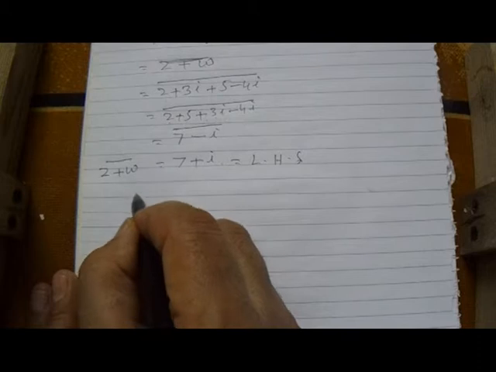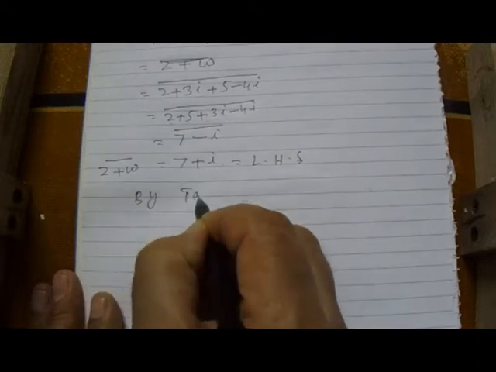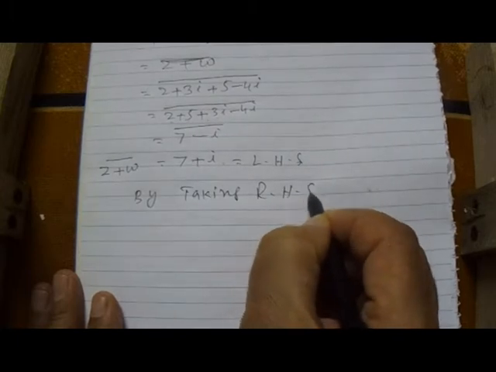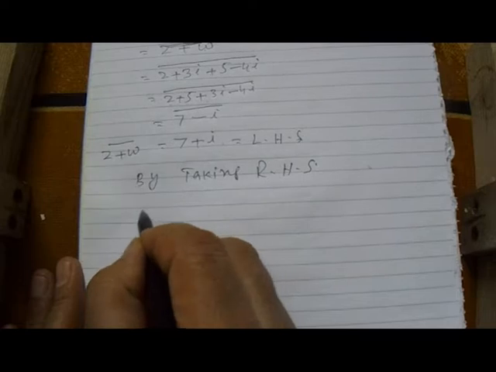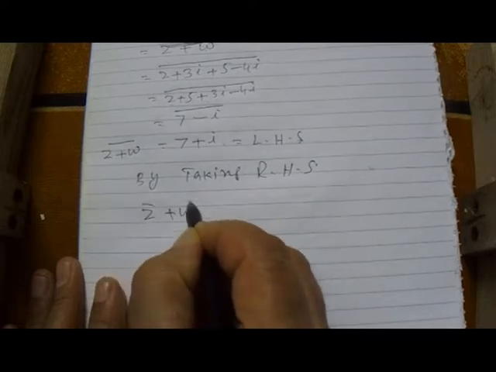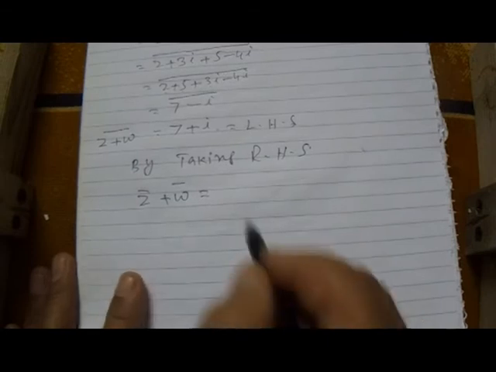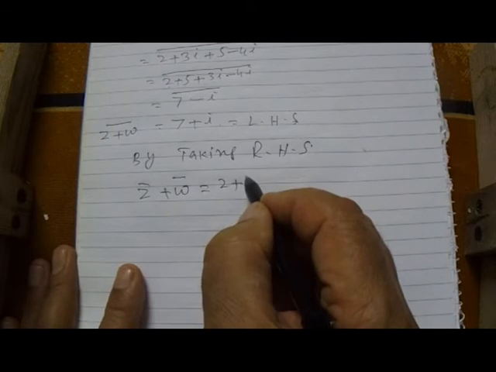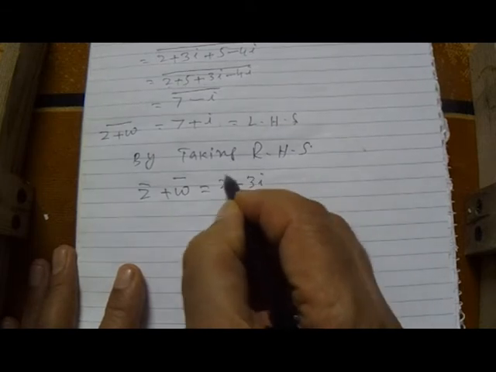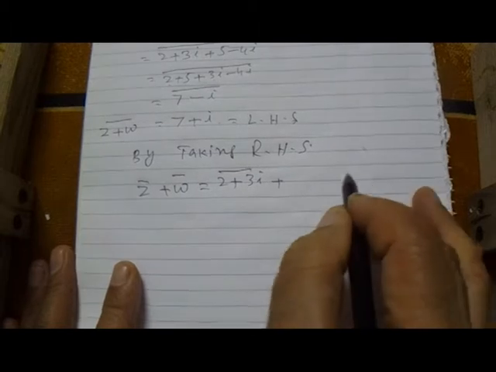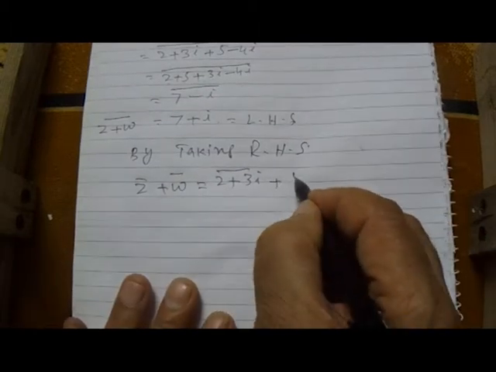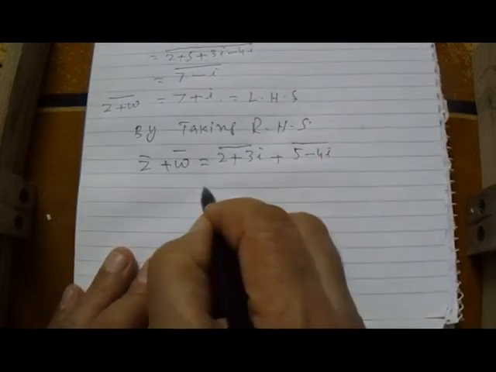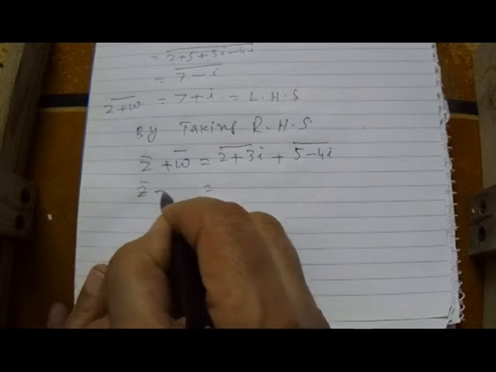Now by taking the right hand side, we know that here it is the conjugate of z plus w. Now we write z here, 2 plus 3 iota. Now we write bar here. Again plus we write w, which is equal to 5 minus 4 iota. Now here also we write bar. Again z bar plus w bar.